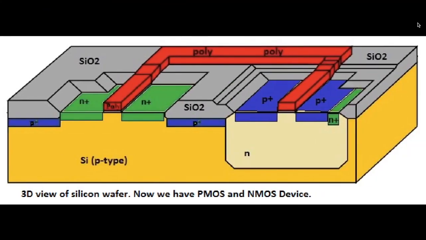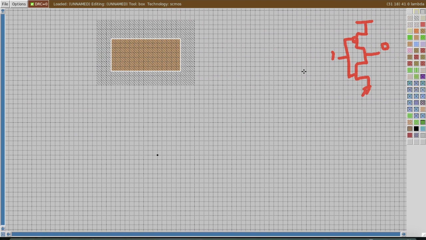Now next is to make the gate for PMOS. So we'll make it here. Okay, so this must be filled by poly. So I'll go to poly and press the center click. Okay, so fine, the DRC is 0.